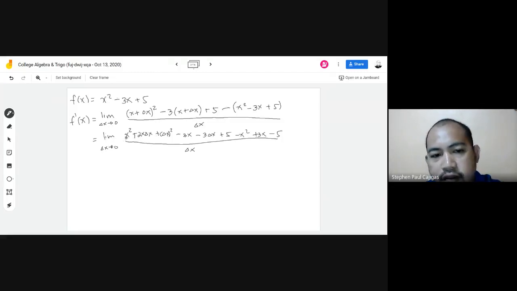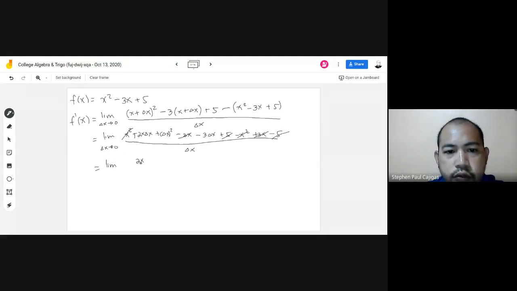So x squared cancels with negative x squared. Next, negative 3x cancels with positive 3x, and positive 5 cancels with negative 5. So what we will have left will be 2x delta x plus delta x squared minus 3 delta x, all over delta x, as delta x approaches 0.